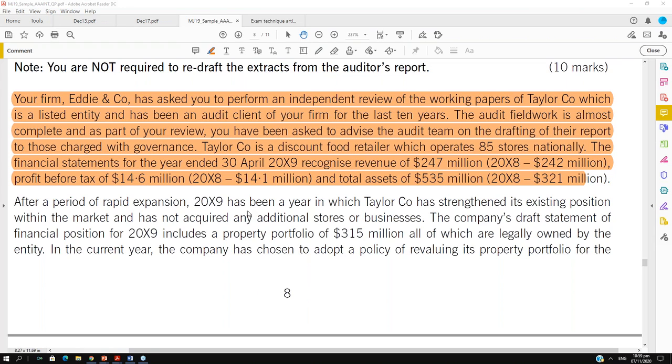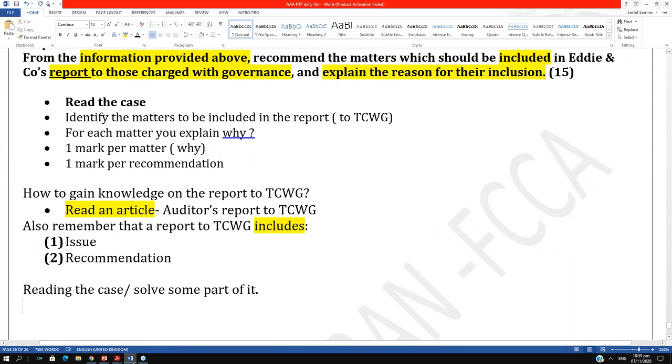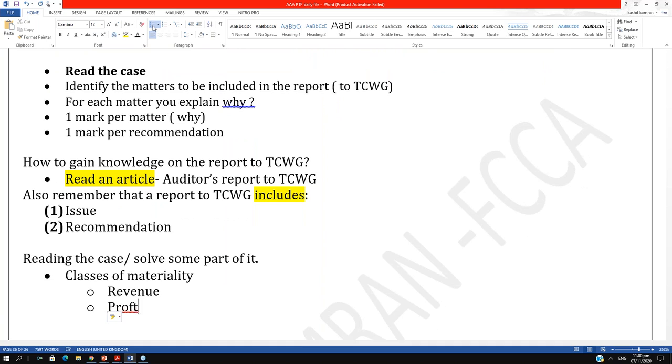Okay, I think the only important information in the first para is the classes of materiality, which can help us later. So when we read the case, do we know the classes of materiality which can help us later to find the materiality? Revenue, profit, and assets, right? The examiner has given us the numbers. The revenue is $247 million. The profit is $14.6 million, and the total assets are $535 million, right?